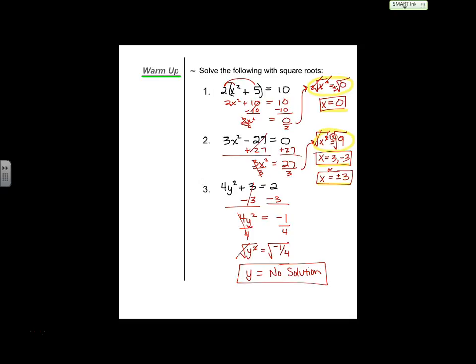So equal to 0, zero is one answer. Equal to a positive number, the positive and negative are the two answers. And then if we have a squared equal to a negative, no answer is the solution. That's the table that we wrote down yesterday.